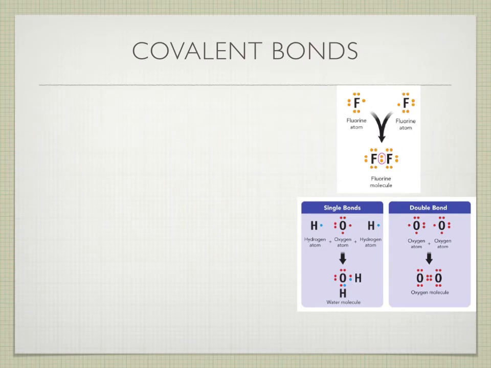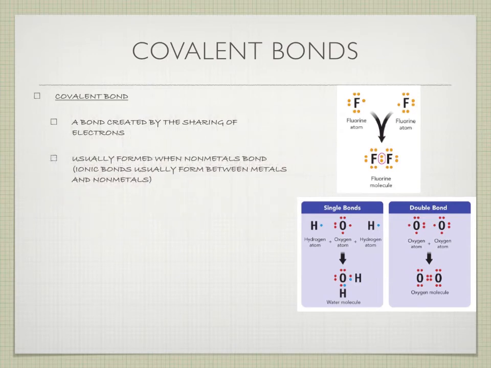So let's move on to covalent bonds. And a covalent bond is a bond created by the sharing of electrons. So they're not becoming positive or negative. There's sharing going on with these types of bonds. They're usually formed when nonmetals bond together. Okay, it doesn't happen when a metal and a nonmetal bond. It happens when nonmetals bond together. Ionic bonds usually form between the metals and the nonmetals.